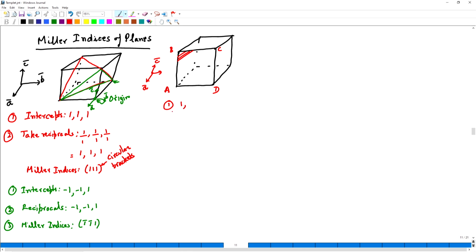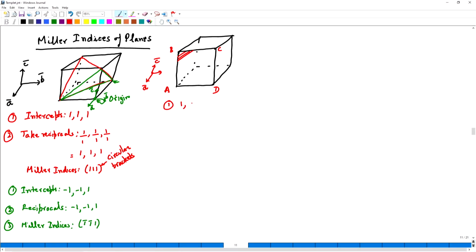Where does it intersect the B axis? Well, it is parallel to the B axis. If two lines or two planes or a line and a plane are parallel to each other, we consider their intersection to be at infinity. So, it intersects the B axis at infinity, intersects the C axis at infinity. And now we take reciprocals of this, which is 1 upon 1, 1 upon infinity, 1 upon infinity. And therefore, the numbers we will get are 1, and then 1 upon infinity is 0 and 1 upon infinity is 0. So, I will get 3 numbers: 1 0 0.